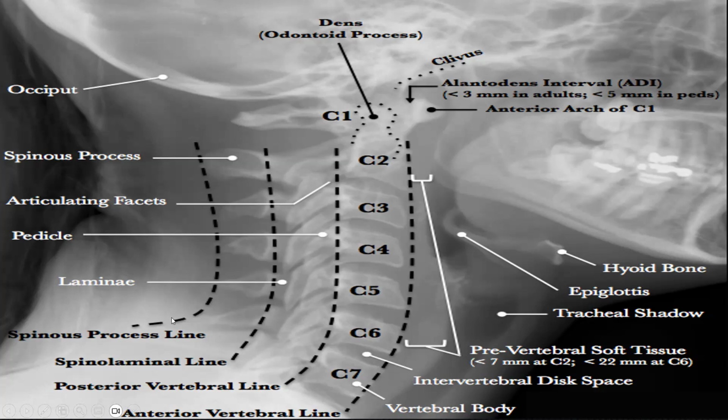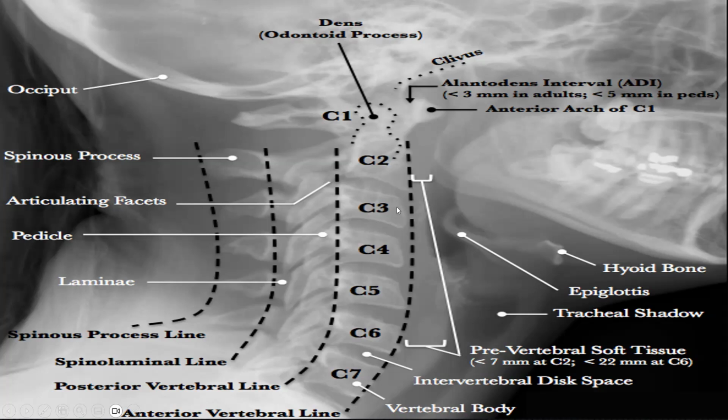They are the anterior vertebral line, found by the anterior borders of the vertebrae, the posterior vertebral line, found by the posterior borders of the vertebrae, and then the spinolaminal line, by the laminar bodies, and the spinous processes line, by the spinous processes.